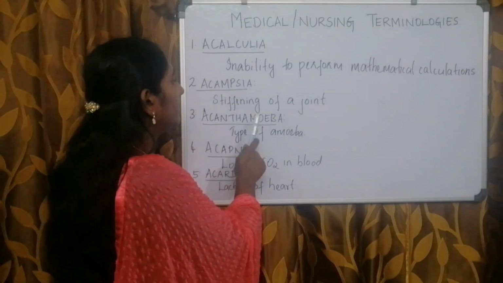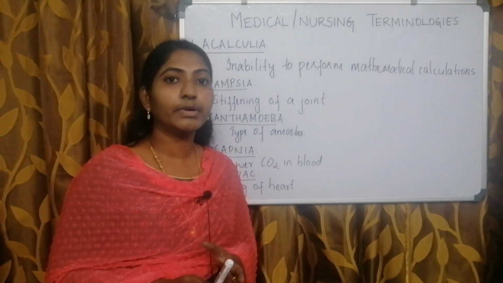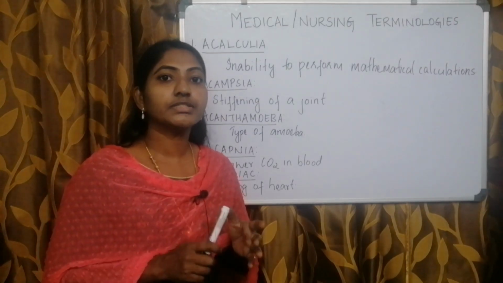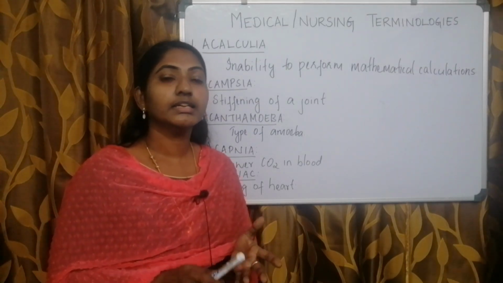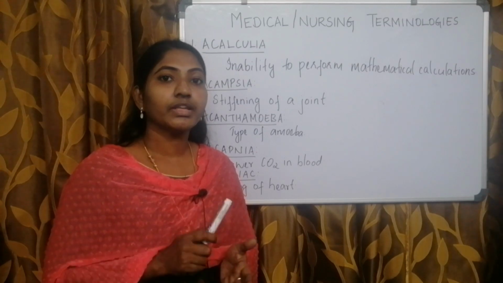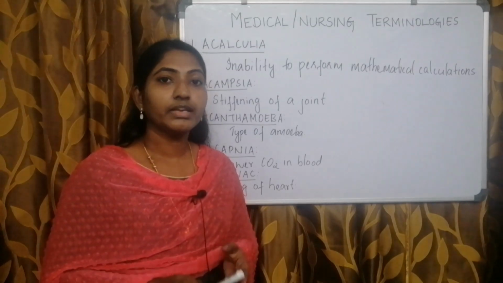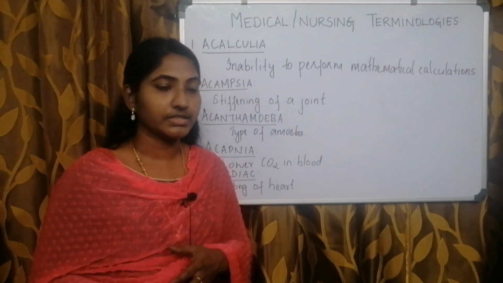Next one is acanthamoeba. Acanthamoeba is a microscopic organism. It is a type of amoeba which is found in sand, dust, heaters, ventilators, freshwater, seawater, humidifiers and dialysis units. It will cause infection which is very fatal.